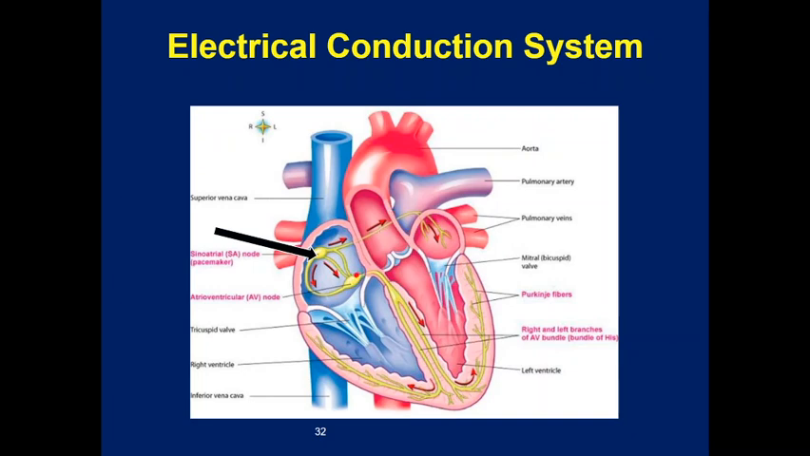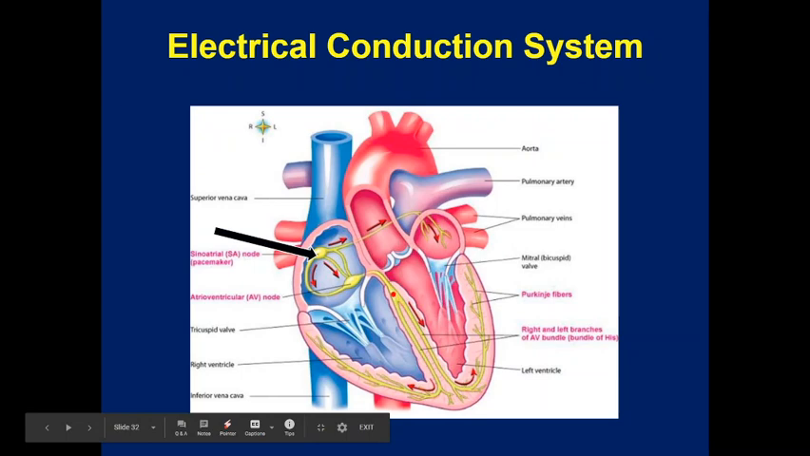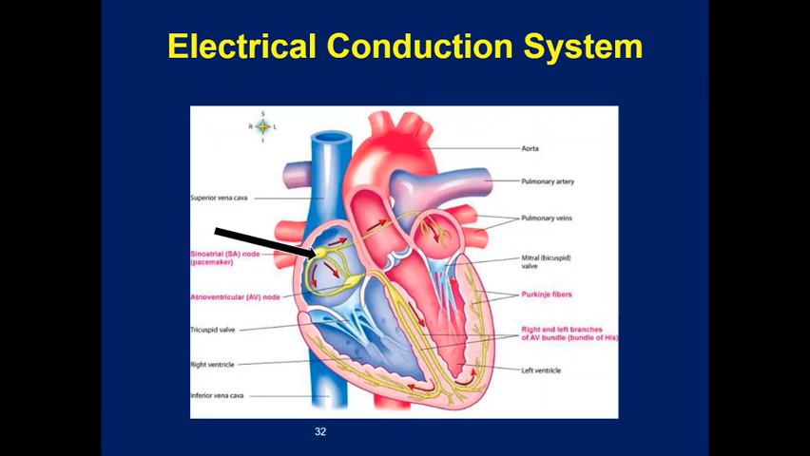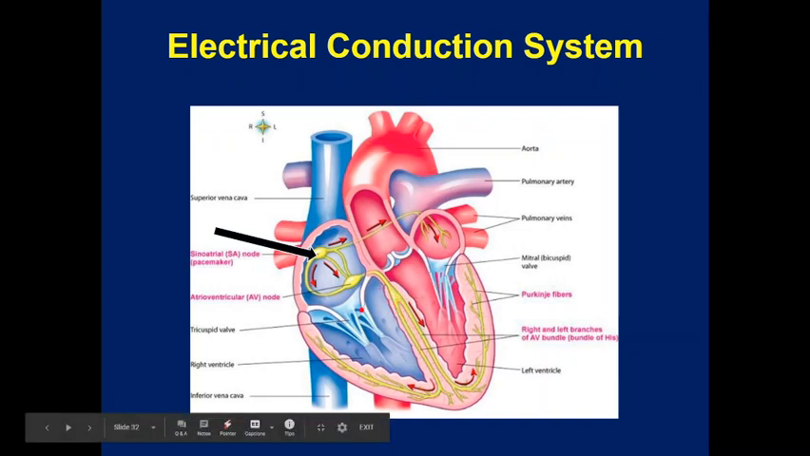Once we get to the AV node, we have a little bit of a pause so that atria can continue to contract to their fullest. And then here's the His bundle. And as we go down the septum, we have two bundle branches, all right? There's the right and left bundle branches that take electricity to the right ventricle and left ventricle respectively, so that we can coordinate all the muscle in our ventricles together.